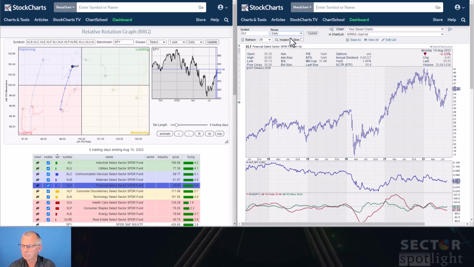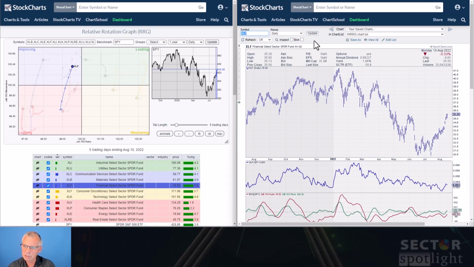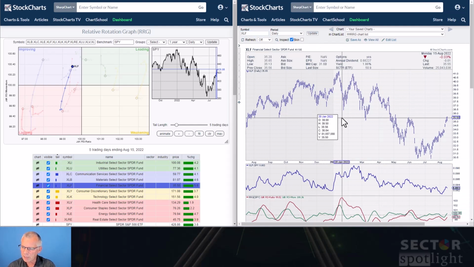So if we look at the daily, then we can see that XLF is now actually trying to fight with that resistance around 35.5, maybe 36. That is the resistance zone. And if that breaks, that would be an interesting signal. How aggressive do you want to be?